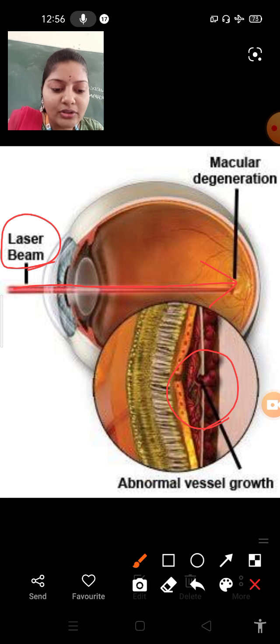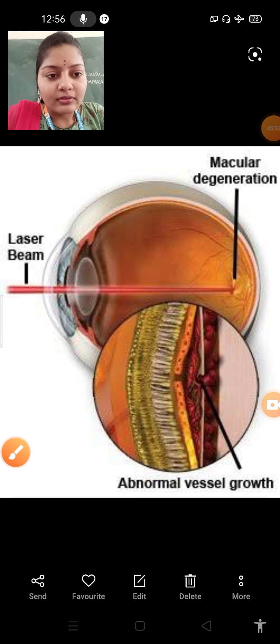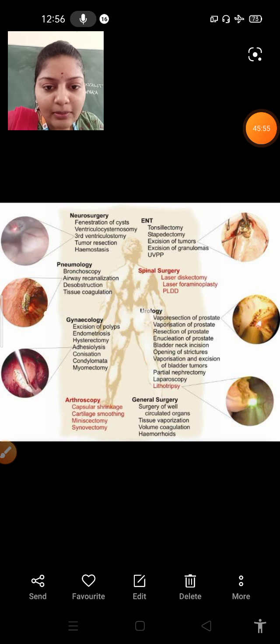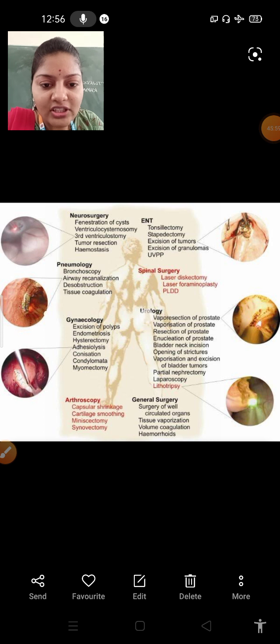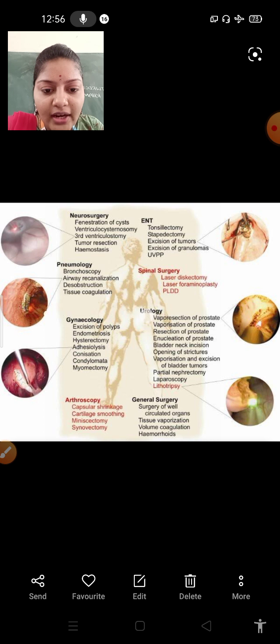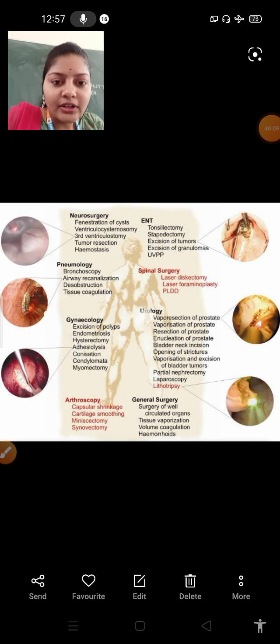Next, coming to another property of laser in medical applications: neurosurgery, pneumology, gynecology, and arthroscopy. For all these different kinds of surgeries, we can use lasers.